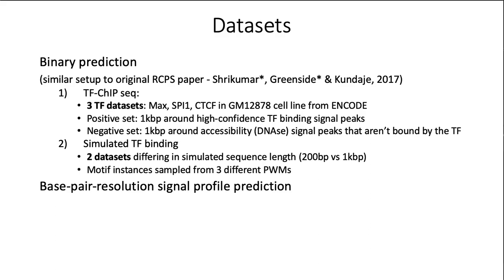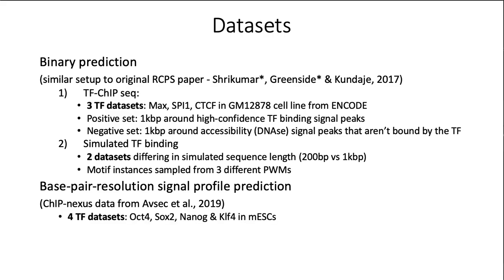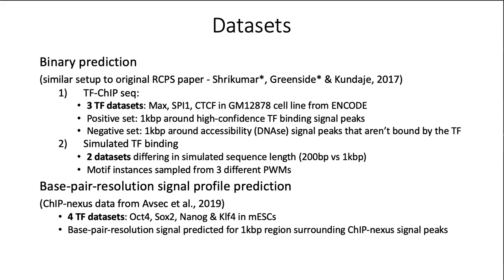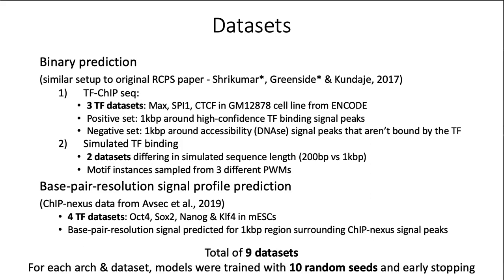Those sequences contain motif instances that were sampled from 3 different PWMs. For base pair resolution signal profile prediction, we used the ChIP-nexus data from the BPNet paper by Avsec et al., which contained 4 TF datasets, and the base pair resolution signal was predicted for a 1 kilobase region surrounding the ChIP-nexus signal peaks. This gives us a total of 9 datasets, and for each architecture and dataset, we trained models with 10 different random seeds and early stopping to assess performance.